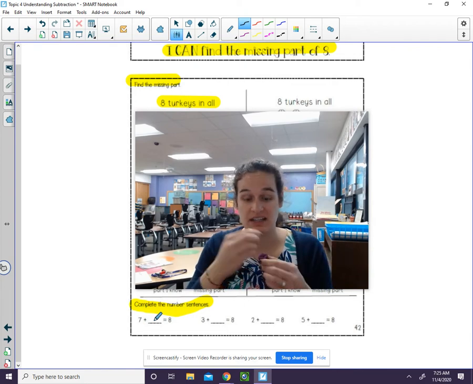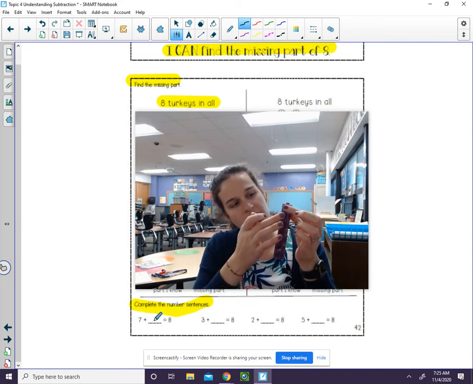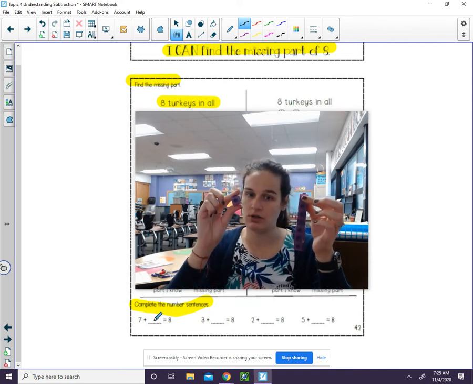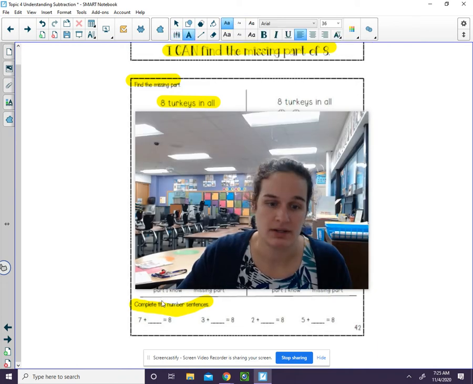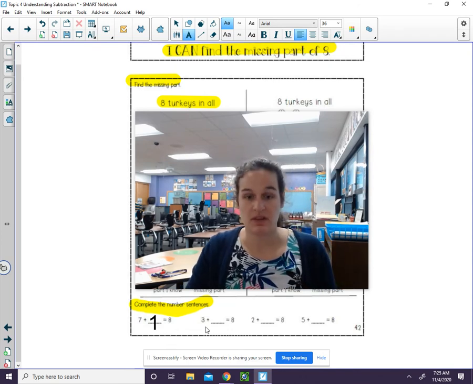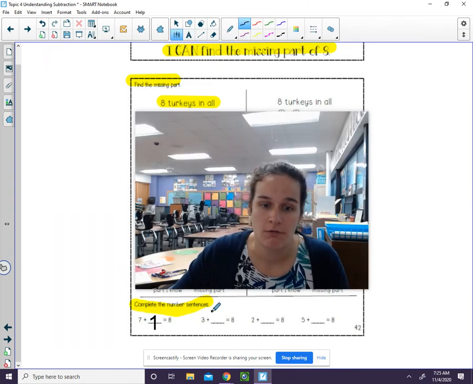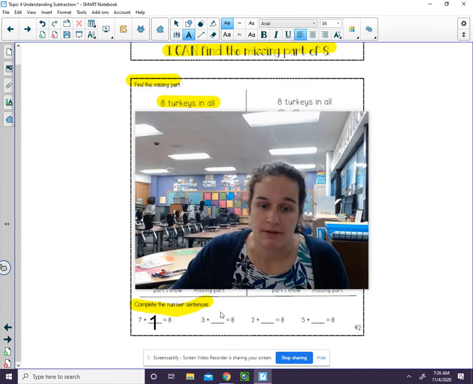Well, I have 7 and I need to get to 8. So I have my 8 here. Here is 1, 2, 3, 4, 5, 6, 7. I only have 1 cube left. So the answer is 1. Let's do this one a different way. So for this one, I have 3 and I could count on. So 3, 4, 5, 6, 7, 8. Well, to get to 8, I had to draw this number of dots, which is 1, 2, 3, 4, 5. I had to draw 5 dots to get to 8.